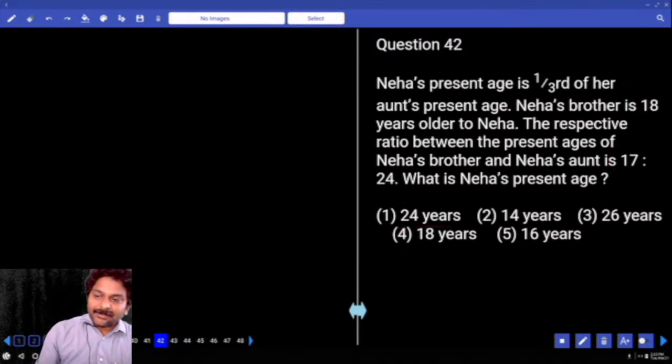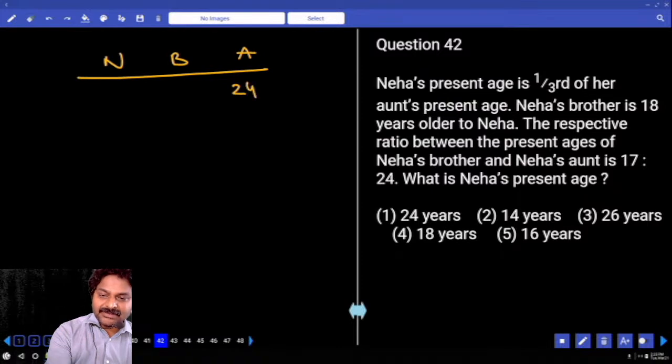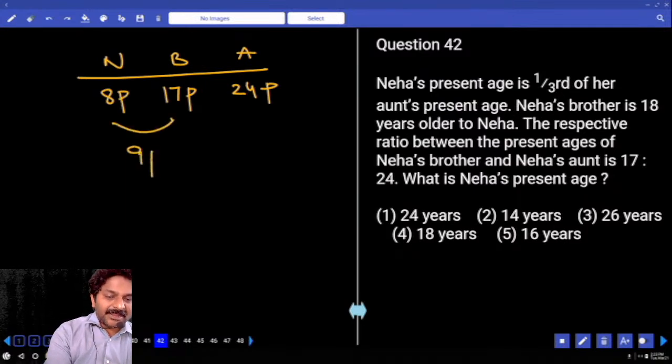If you want to calculate Neha, brother and aunt: the aunt's age is 24 parts, the brother's age is 17 parts, and Neha's age is 1/3 of the aunt's, which is 8 parts. The difference is 9 parts, which is given as 18. So Neha's age, 8 parts, is 16.